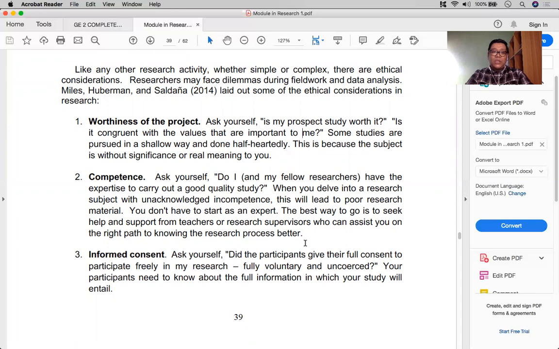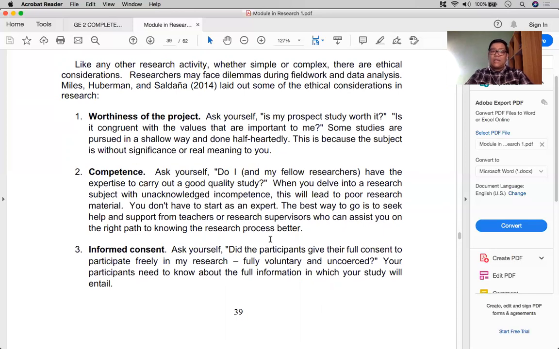Some studies are pursued in a shallow way and done half-heartedly. This is because the subject is without significance or real meaning to you. So you have to choose a subject or a topic that really has significance to you as the researcher. Without this significance, definitely you will have no passion in conducting or finishing your study.